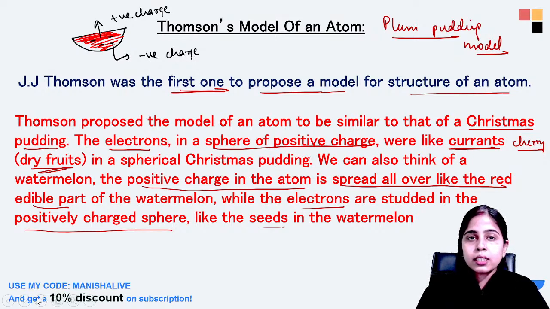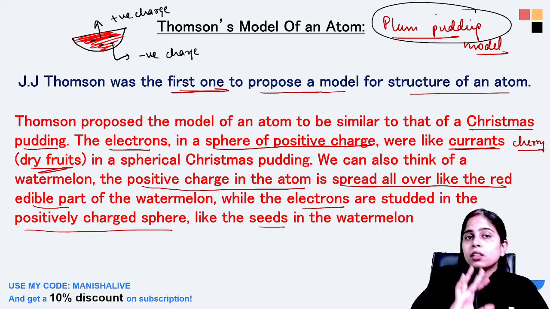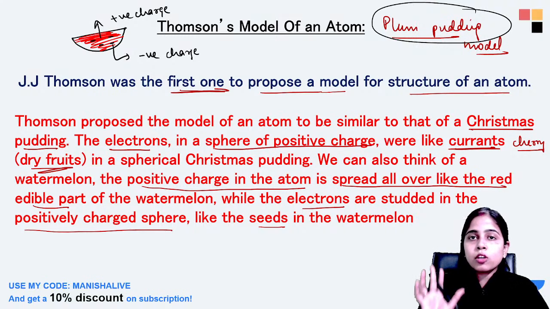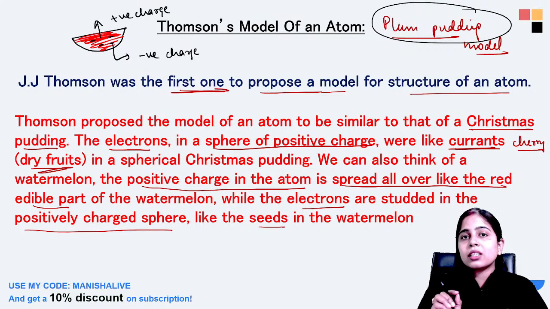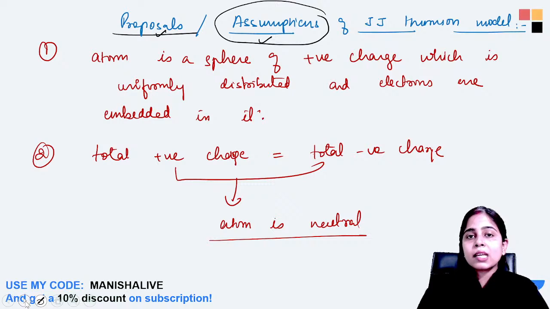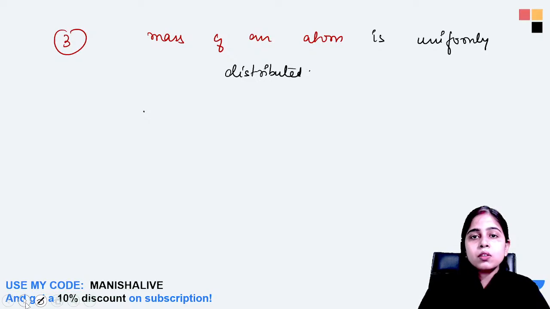We have covered J.J. Thomson's model of an atom, the plum pudding model, where the edible part is the positive charge spread all over the sphere, and the dry fruits or the seeds inside the watermelon are the electrons embedded in the positive charge. The main achievement of Thomson's model was that he was able to explain the electrical neutrality existing in atoms, why the atom is electrically neutral as a whole.